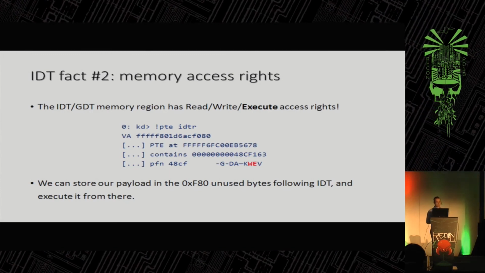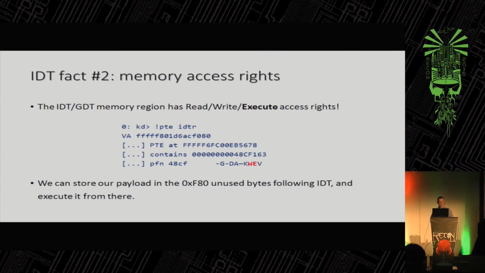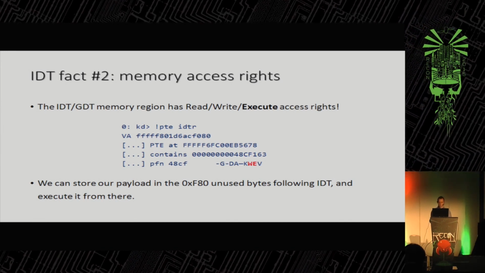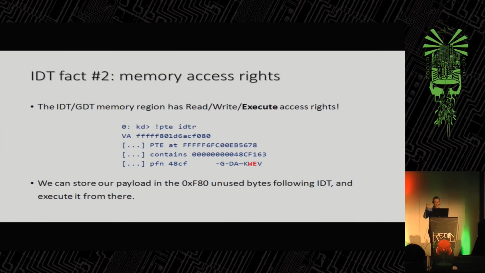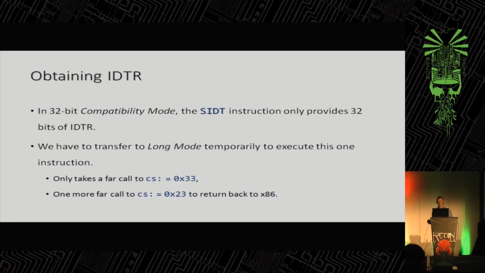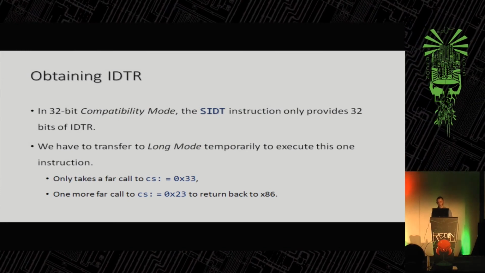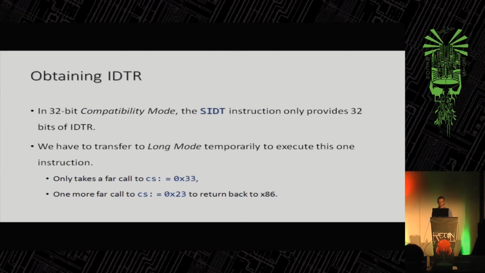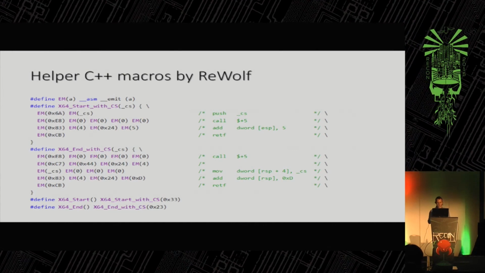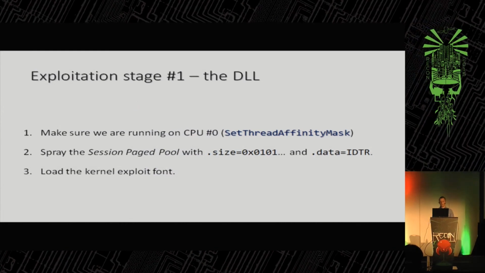The other important thing is that the IDT has read, write, and execute access on CPU0. So it both has function pointers and is RWE, so we couldn't imagine a better situation for us. We could just use the unused bytes after the IDT to store our shellcode. Of course, we have to care about things such as that SIDT only provides 32 bits of the IDTR in the compatibility mode that we are executing in, so we have to switch temporarily to 64 bits in order to get the address. We can do it using these simple macros in Visual Studio. I'm not going to delve into this, but it's pretty straightforward to get the IDTR register.